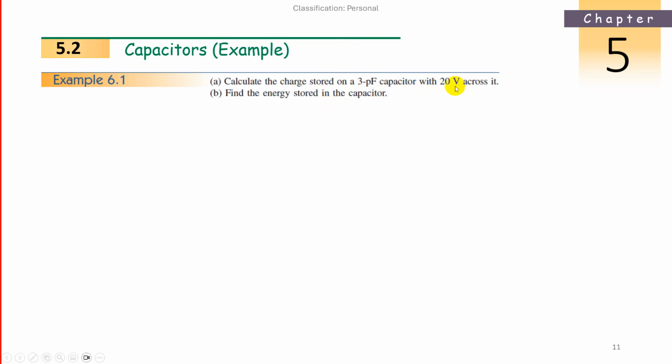Now, how much voltage? 20. So we have one simple equation. What is the equation? Charge equals C times voltage. Just multiply it. Then find the energy stored in the capacitor. What is the energy stored? W is equal to half CV squared. If we have C and V, just apply it.